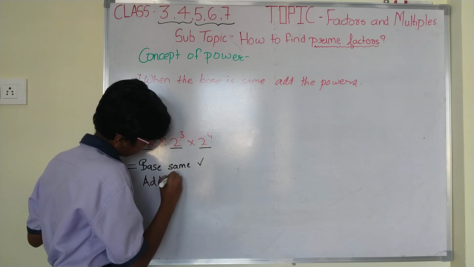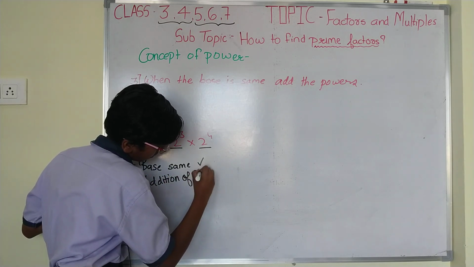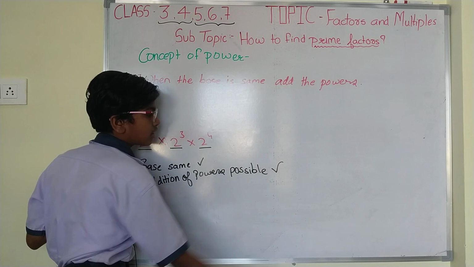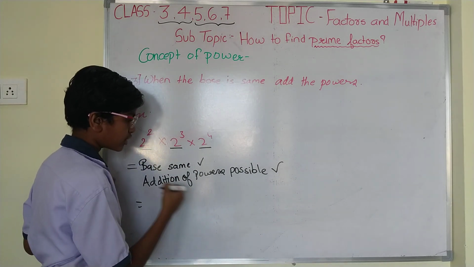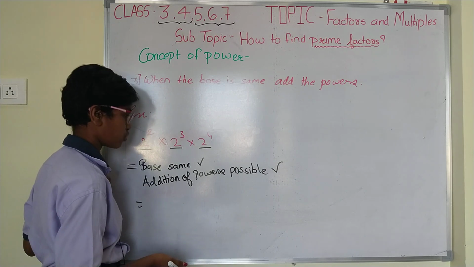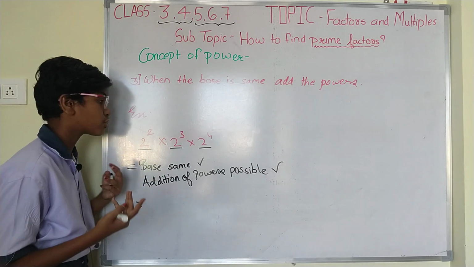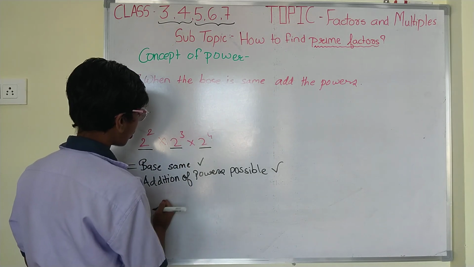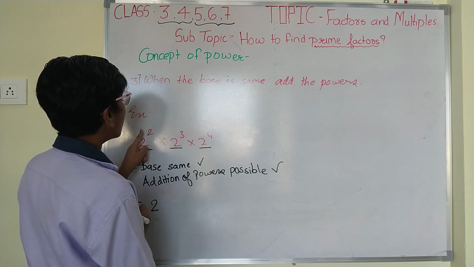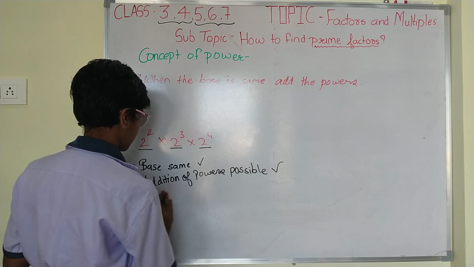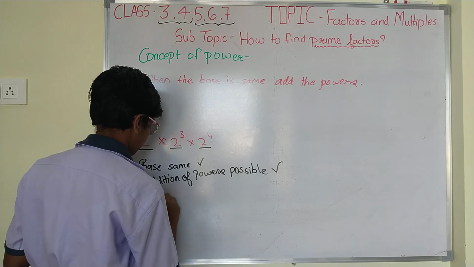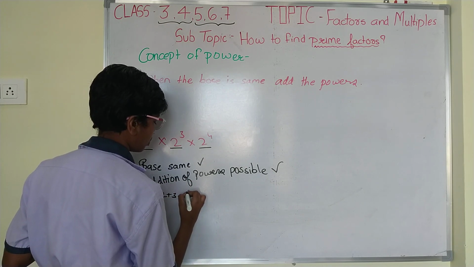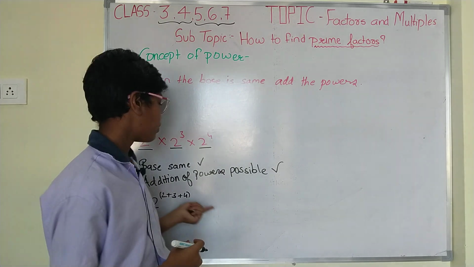Addition of powers is possible. You can say it like this also if you are concerned about the English. 2 square, 2 cube, 2 power 4. Write 2; the base won't change. Only the topmost digit will change. So it's 2 raised to 2 plus 3 plus 4. The base is the same, so I will take one base in a bracket, and the powers will add up among themselves: 2 plus 3 plus 4.